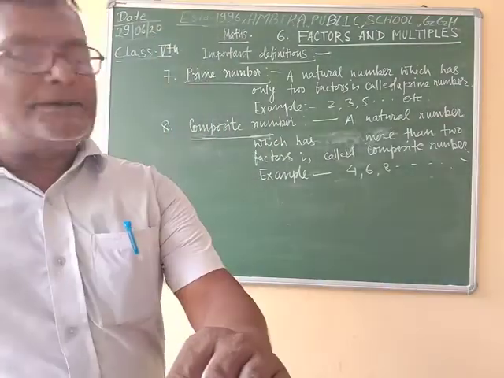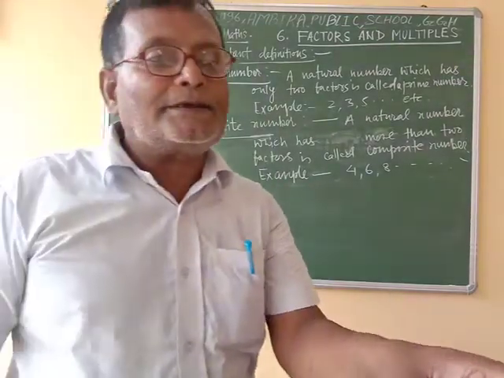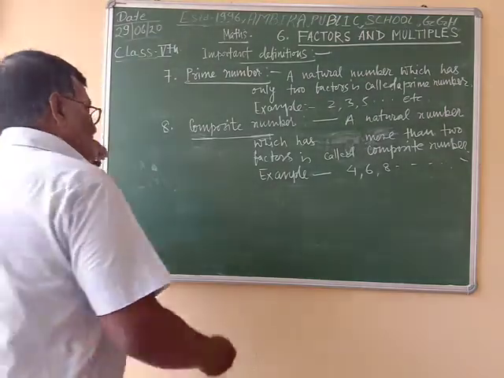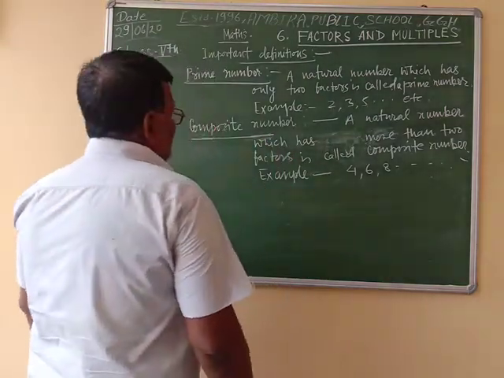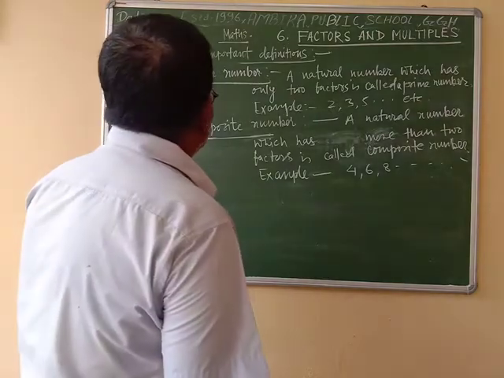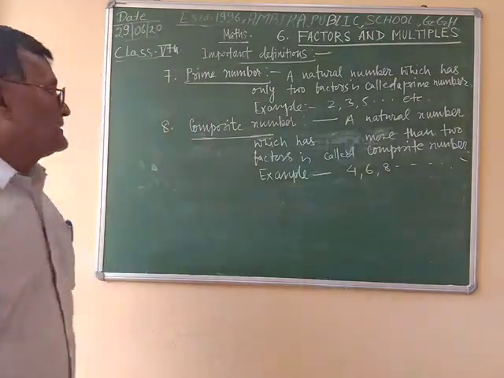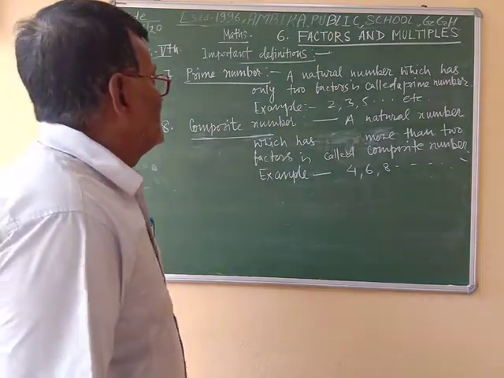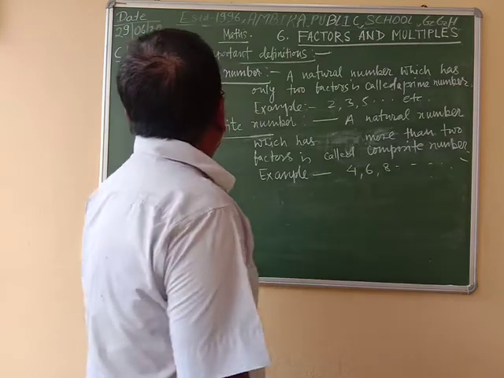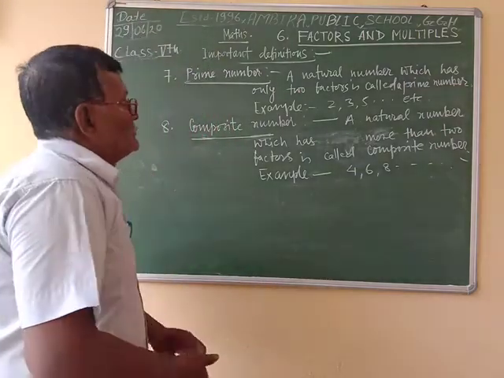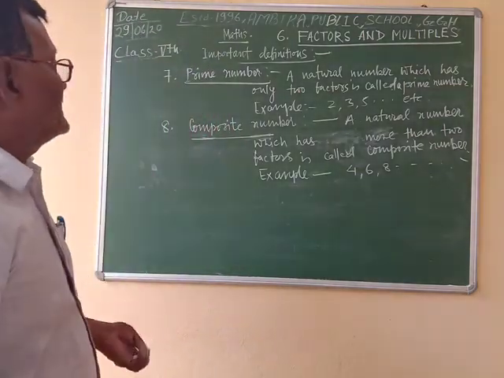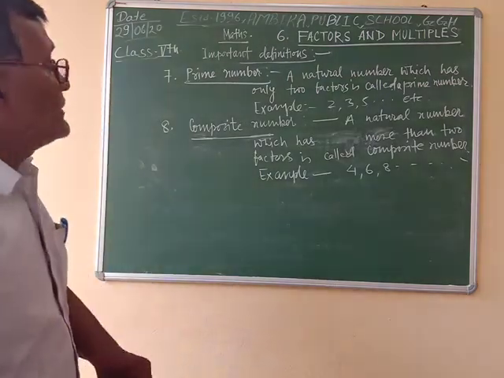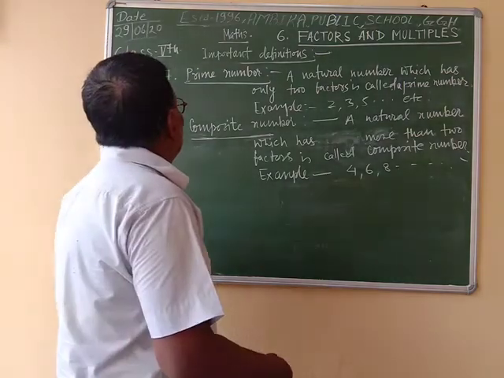After that, the next definition is even number. You have learned even numbers. A number divisible by 2 is called an even number. As for example, 2, 4, 6, 8 all are divisible by 2, so they are called even numbers. सम संख्या, जो संख्या 2 से विभाज्य हो उसे सम संख्या कहते हैं. And just opposite, odd number: a number which is not divisible by 2 is called an odd number.